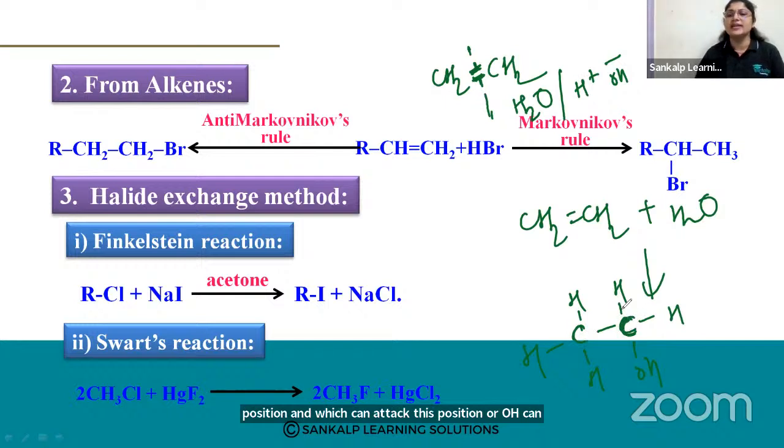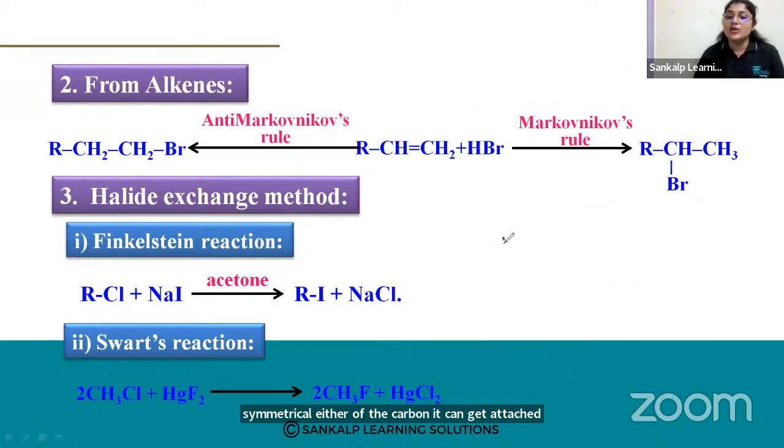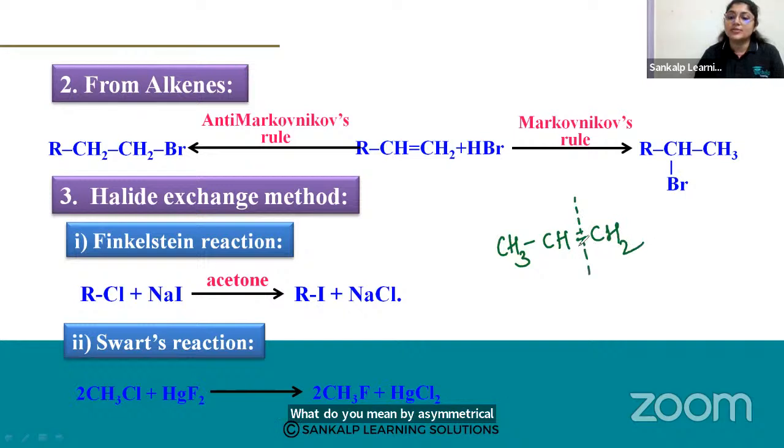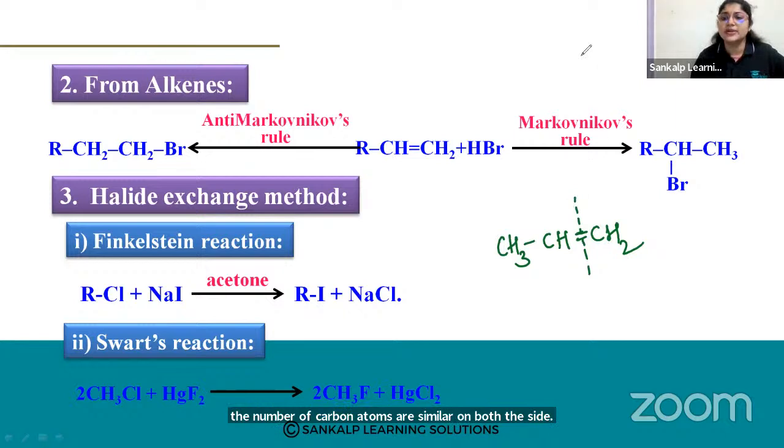So it is symmetrical. Either of the carbons can get attached. But suppose there is an unsymmetrical alkene. What do you mean by unsymmetrical alkene? Unsymmetrical alkene means, if I divide across the double bond, the number of carbon atoms is not similar on both sides. Here there are 2, here there is 1. So they are said to be an unsymmetrical alkene.